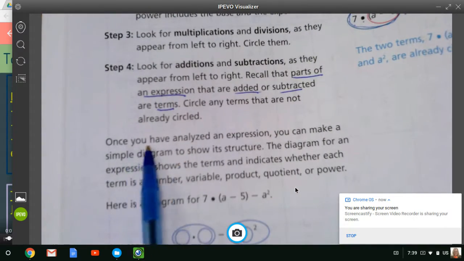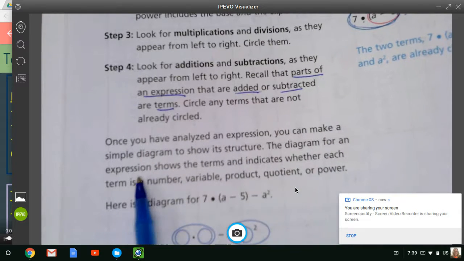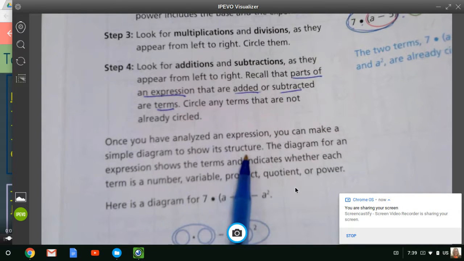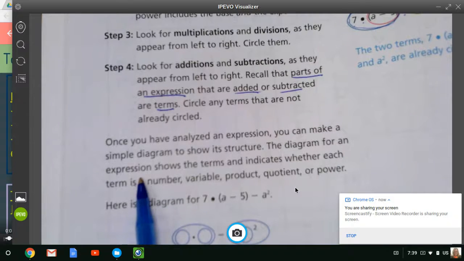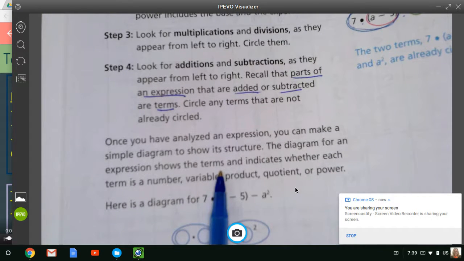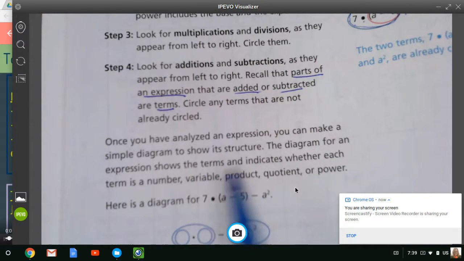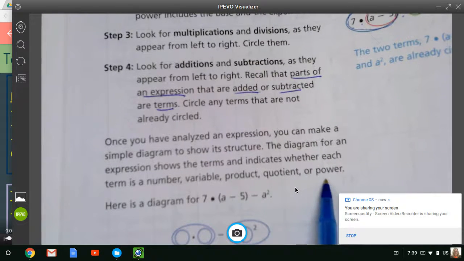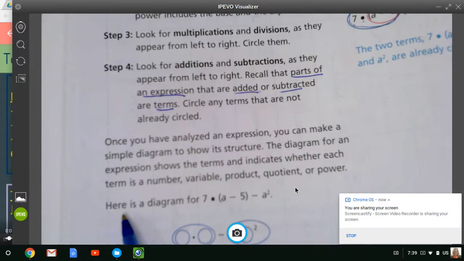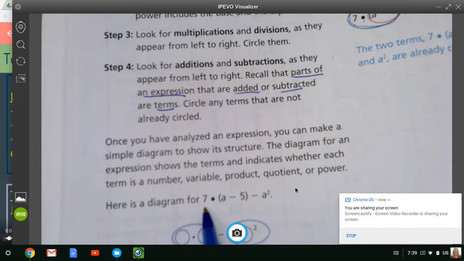Okay, here it says, once you've analyzed an expression, you can make a simple diagram to show its structure. The diagram for an expression shows the terms. So a diagram with these circles will show you the terms and indicates whether each term is a number, a variable, a product, a quotient, or a power. So here's a diagram for the original expression, 7 times the result of a minus 5.